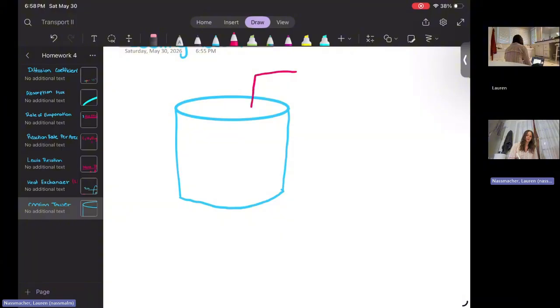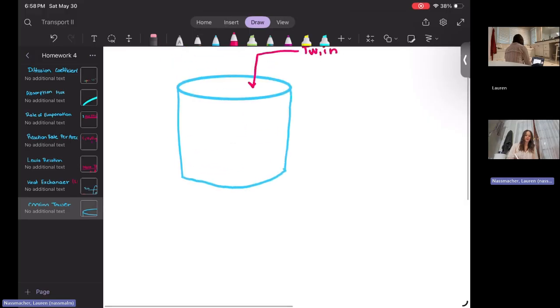We'll enter the cooling tower at a certain temperature. So this is the water in, the temperature of the water in. It will flow down and leave the cooling tower. And this temperature will be cooler once it leaves the cooling tower.